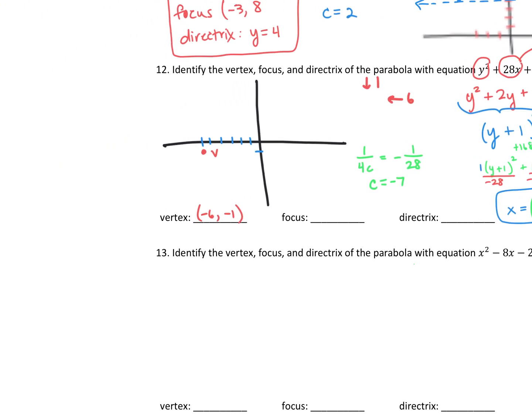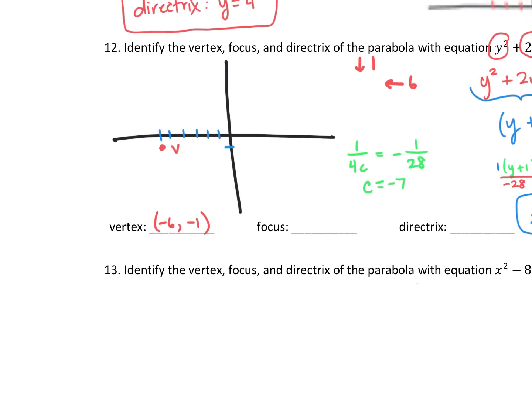If your c value is negative, that means you're going to go to the left or down. And we already said this parabola is opening to the left, so I'm going to go to the left 7 units. 1, 2, 3, 4. Uh-oh, we ran out of axis. 1, 2, 3, 4, 5, 6, 7. So the focus is to the left 7 units. So what is that ordered pair? We went to the left 6, and then we went 7 more. So that put us at a negative 13, and then down 1, negative 1.